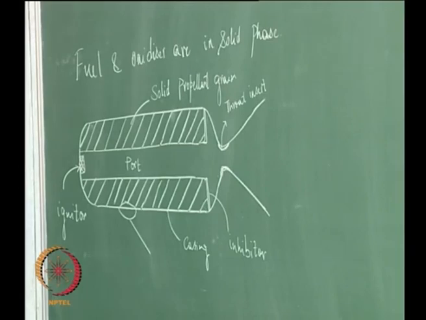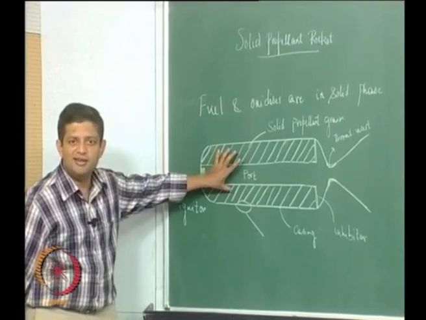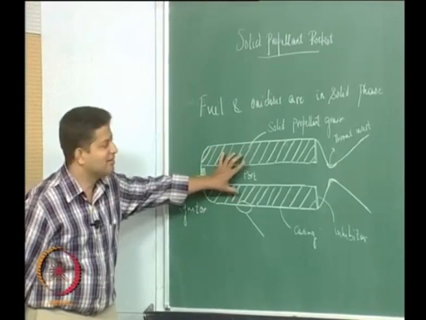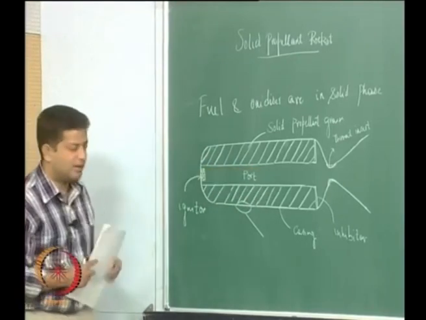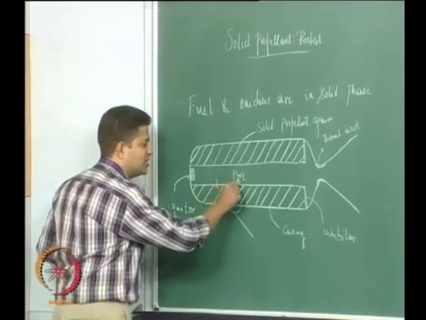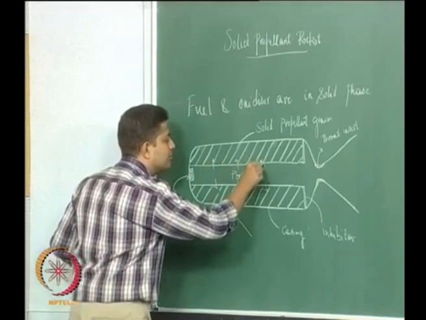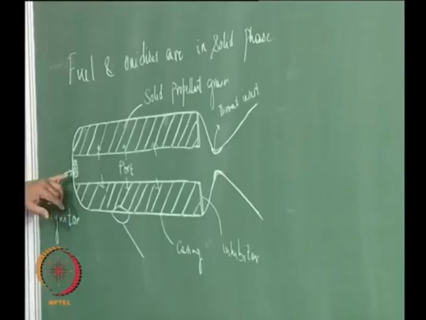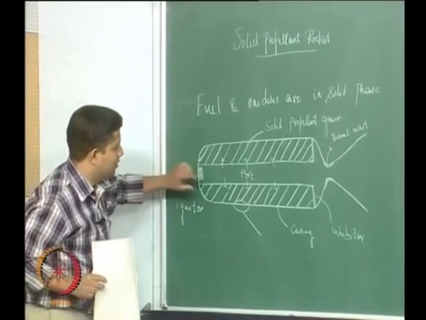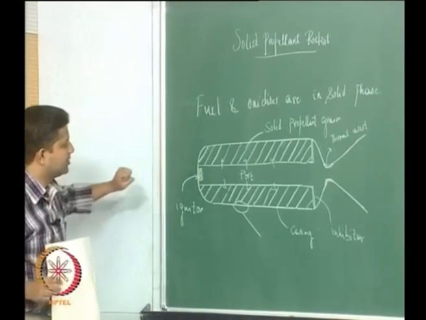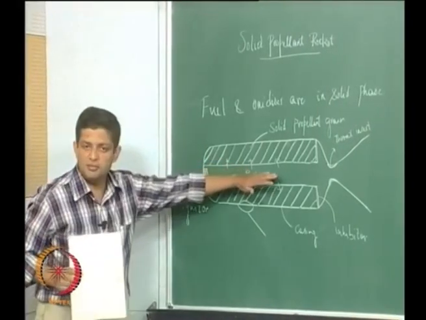Now, this is the typical sketch of a solid propellant motor. You will have something known as the propellant grain, usually referred to as grain here. Then you will have something known as a port, wherein the combustion takes place and the propellant burns in this direction. Now, you also have an igniter to initiate the combustion. Once the igniter is supplied with the electrical input, it burns and causes the ignition of the propellant.